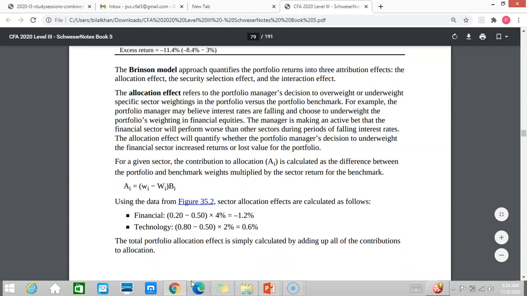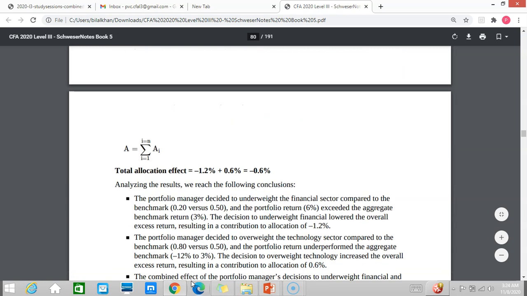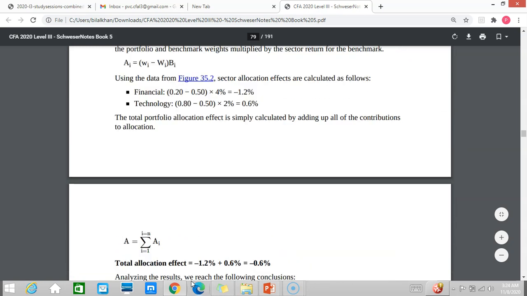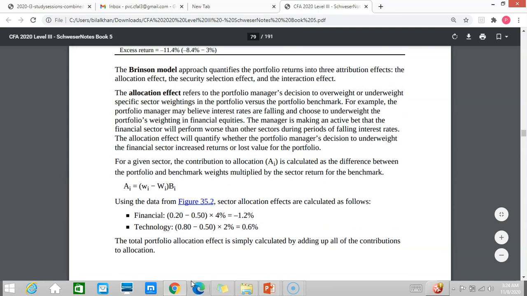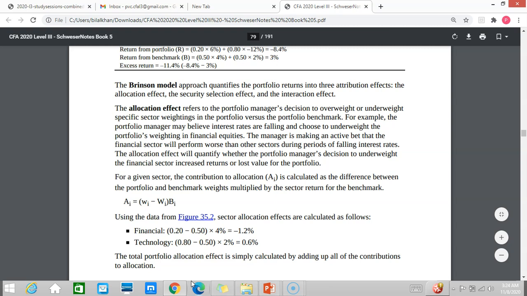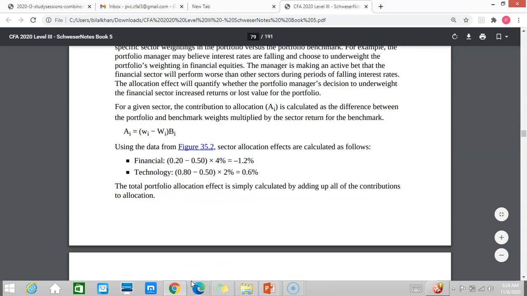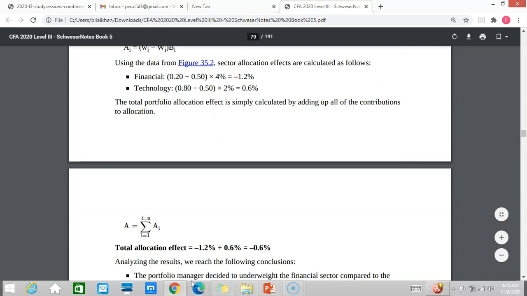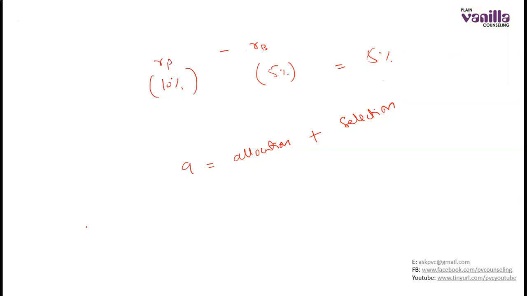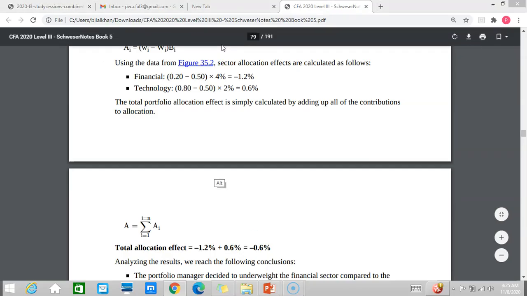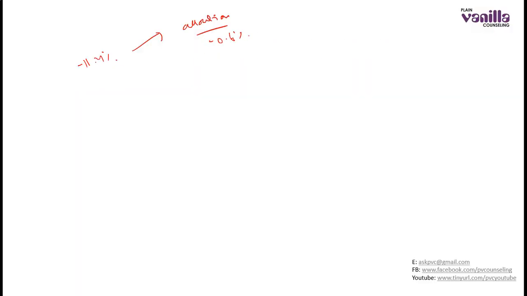So this tells you the allocation effect, how much of it is coming from allocation. So minus 1.2 plus 0.6, so the total allocation effect is minus 0.6. So this means that from this minus 11.4% underperformance which you have, minus 0.6% is due to the allocation effect. So you have an underperformance of minus 11.4%, and from this, how much is due to allocation? The amount due to allocation is minus 0.6%.